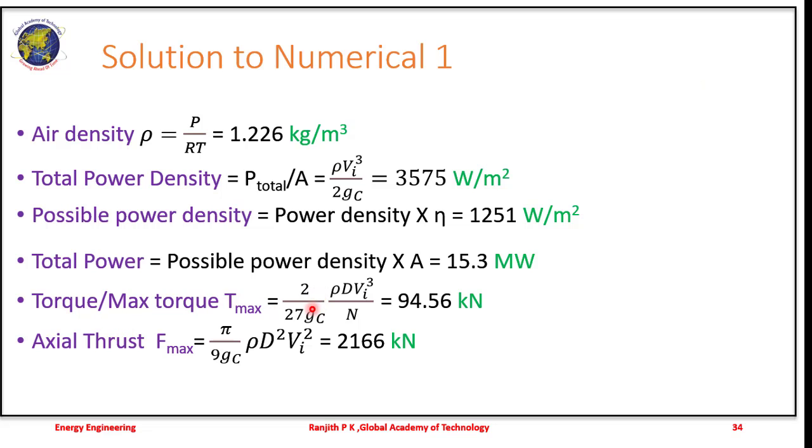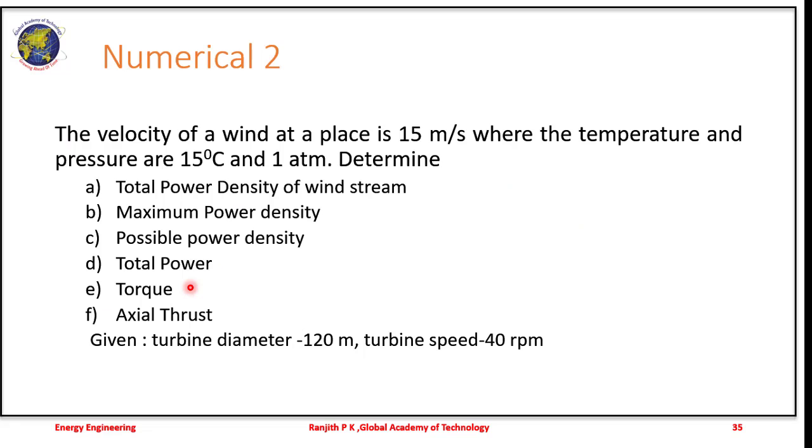Then the torque that is produced is given by this expression 2 by 27 GC rho D VI cube by N, which transforms to 94.5 kilonewton, and the axial thrust that is produced is 2166 kilonewton. It is to be noted that GC carries a value of 1.